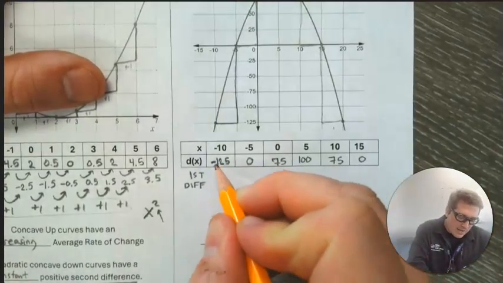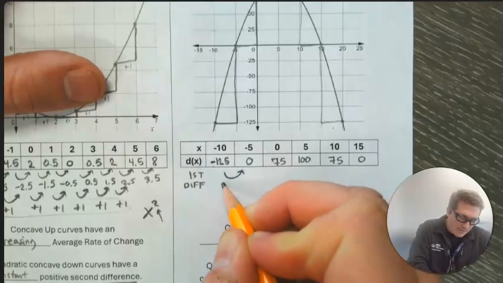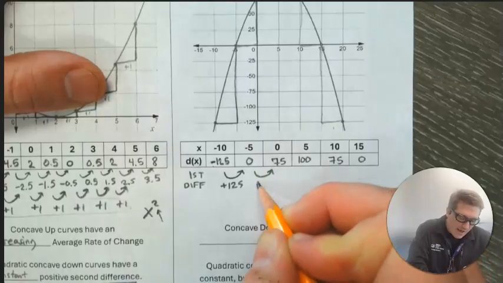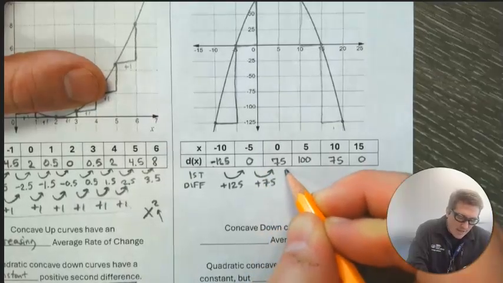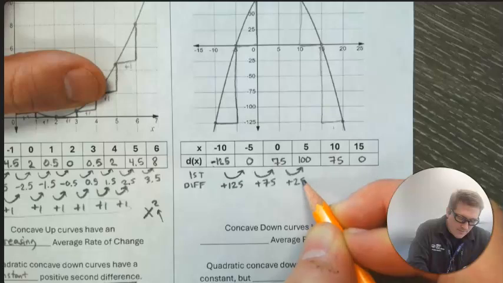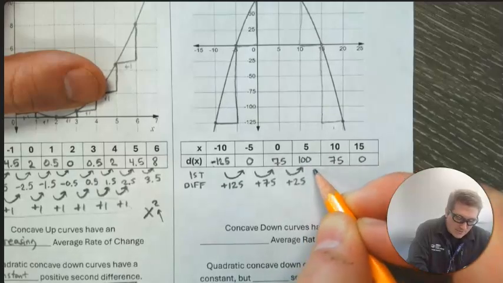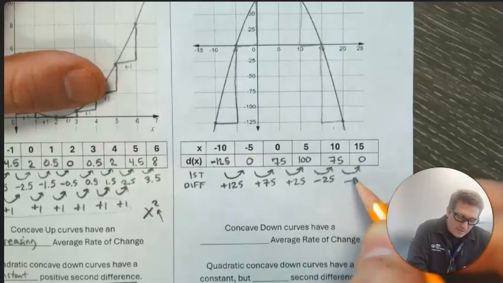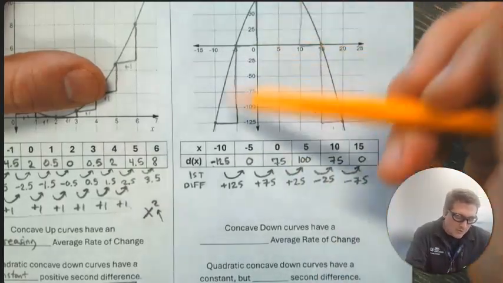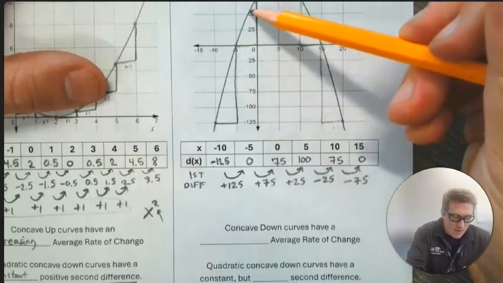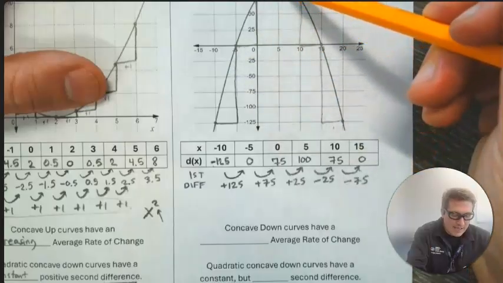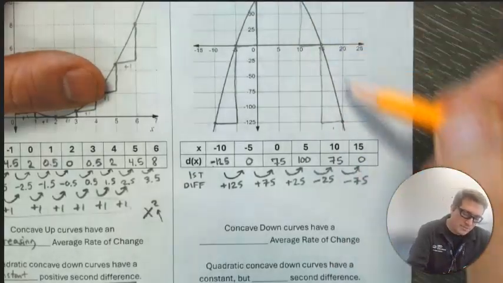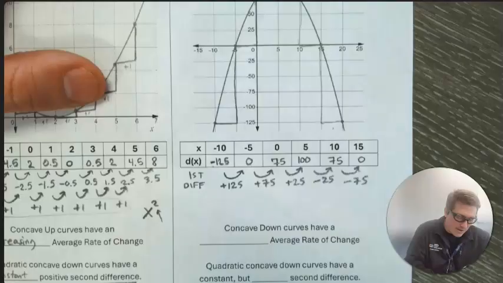So to get from negative 125 to 0, I have to add 125. And to get from 0 to 75, I have to add 75. And then I'm adding 25. And then to get from 100 to 75, I am dropping by 25. And then I'm dropping by 75. So over here, my average rates of change were positive because I'm increasing. I get to my maximum, and my average rates of change are going to start to become negative because I'm now going in the opposite direction.